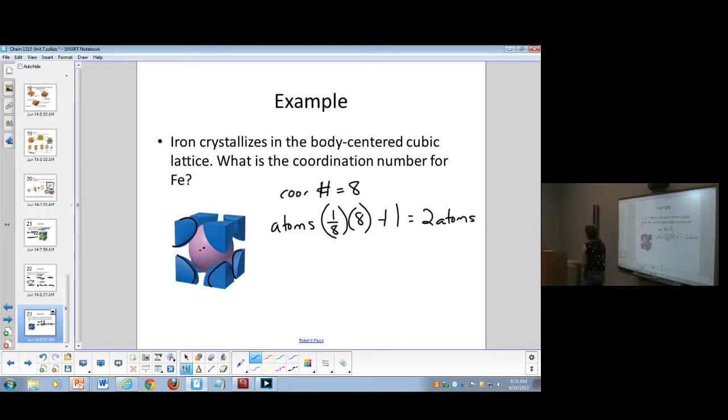Now, you can do all sorts of really interesting and exciting stuff with crystallography. So maybe someday you'll be interested in that.